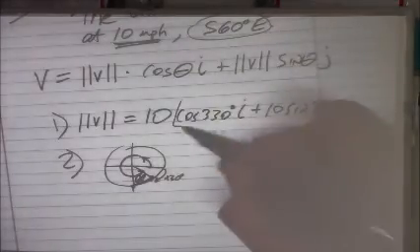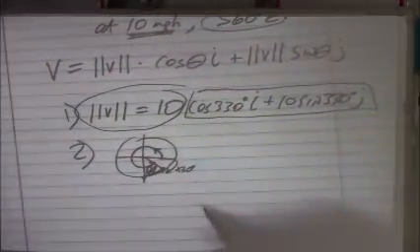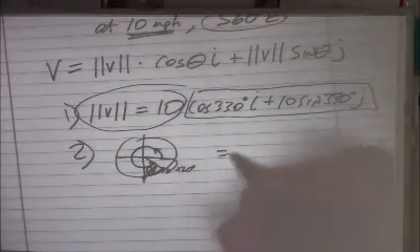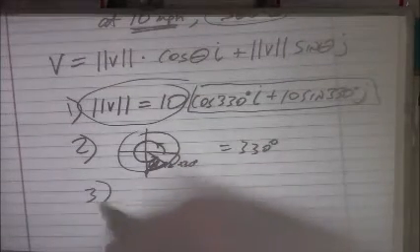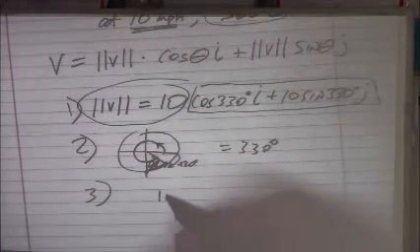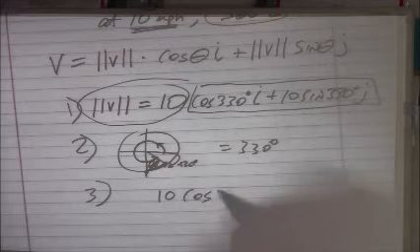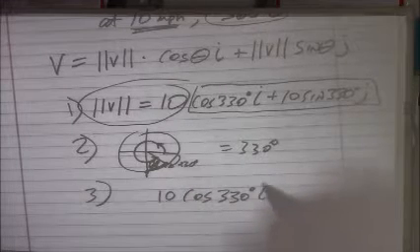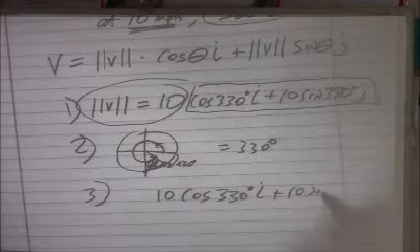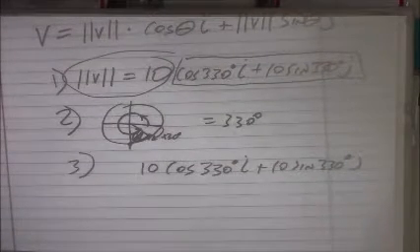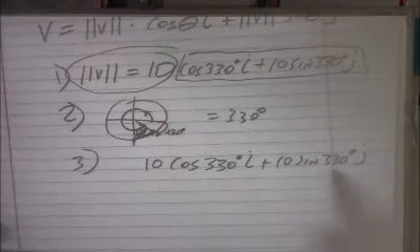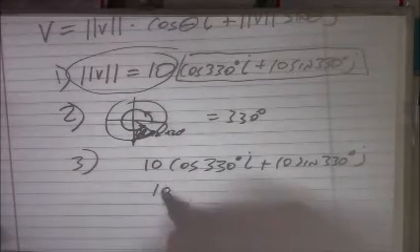So actually, I didn't quite make a mistake. I just jumped the gun here. That magnitude is 10. The angle we see is 330 degrees. So what I just wrote here is what I should be writing down here. So let's do that. Let's do 10 cosine 330 degrees i plus 10 sine 330 degrees j. And now we can use the actual cosine and sine to get the numbers for that.